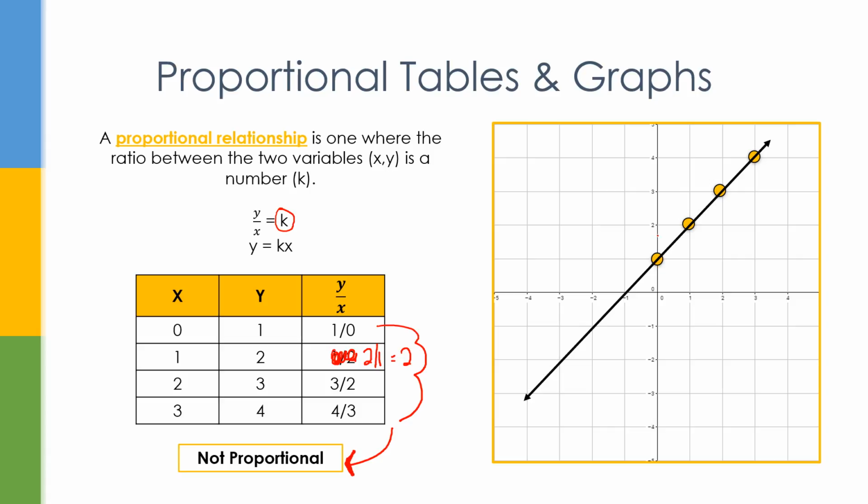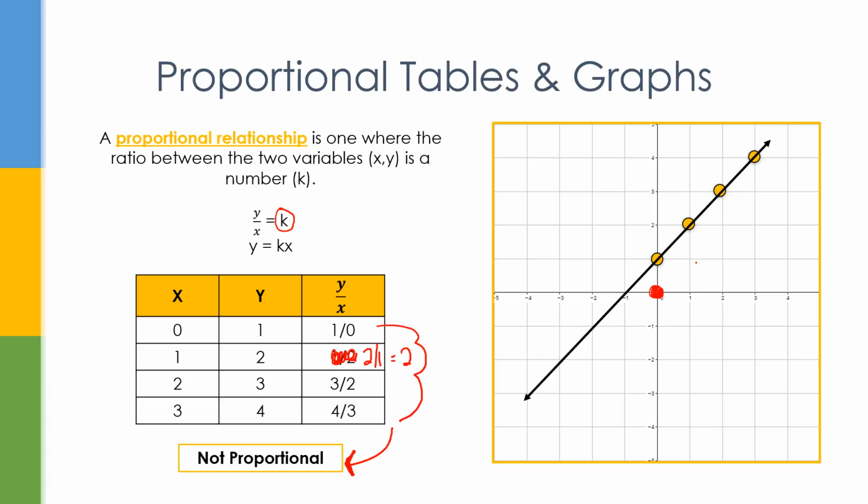Now, on your graphs, you could even look at it visually and go, okay, this would be 2 over 1, which is 2. Okay, this would be 3 over 2, which is 3 over 2. It's not 2. They're different numbers. And the big hint on this is, if it is a proportional graph, it starts at the origin. So it starts right here at 0. If it does not start at 0, then it cannot be a proportional relationship.